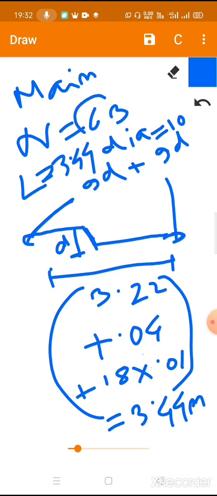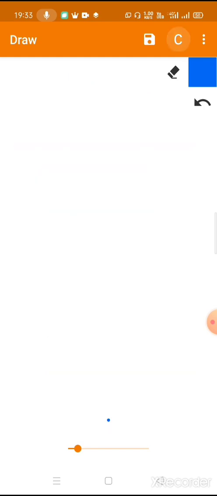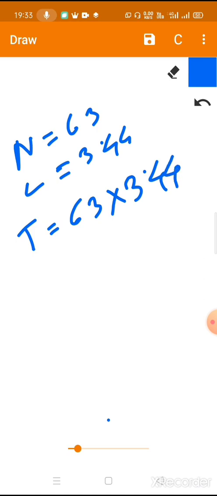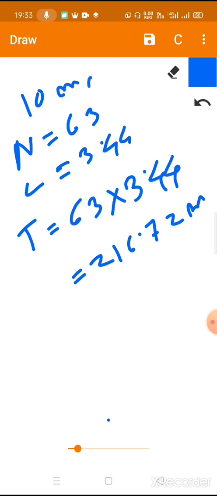Total number of bars is 63. So now we can calculate the total amount of main reinforcement. Length of one bar is 3.44. So total length is 63 multiplied by 3.44. This comes to be 216.72 meters. And the reinforcement used is 10 mm diameter.